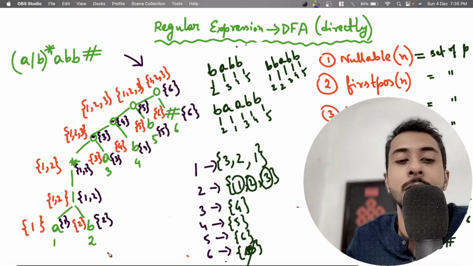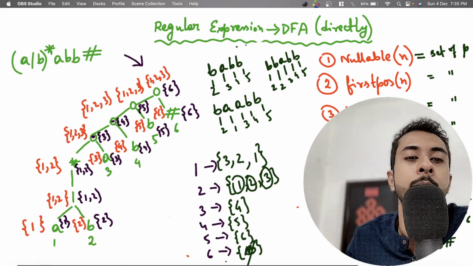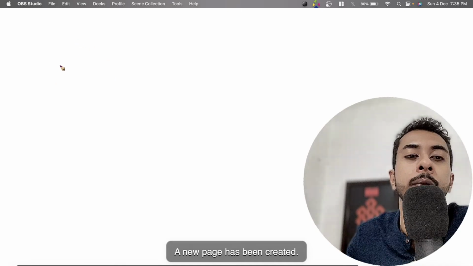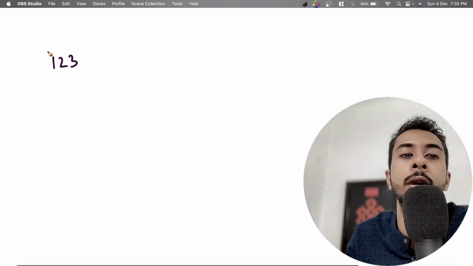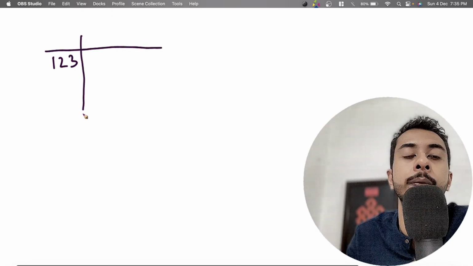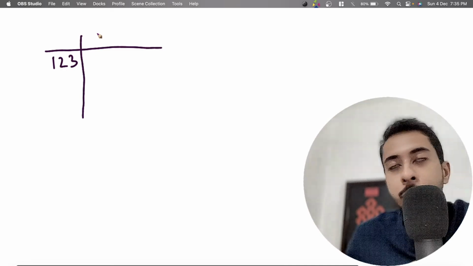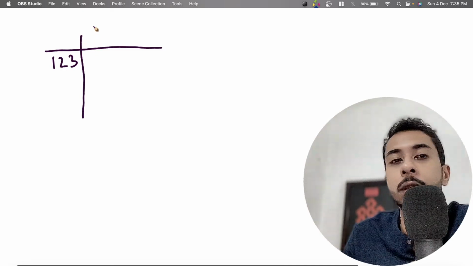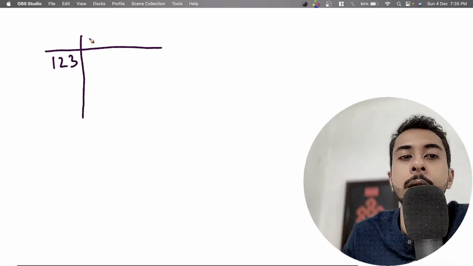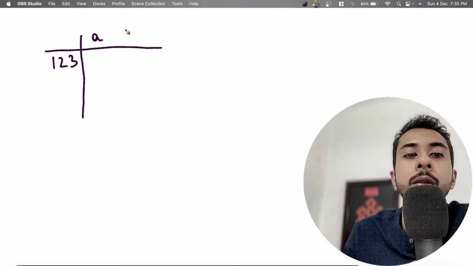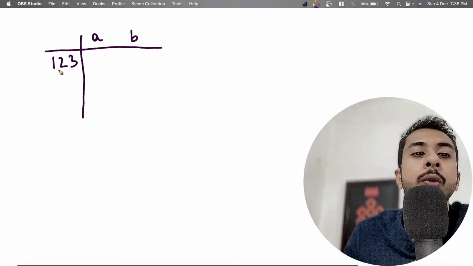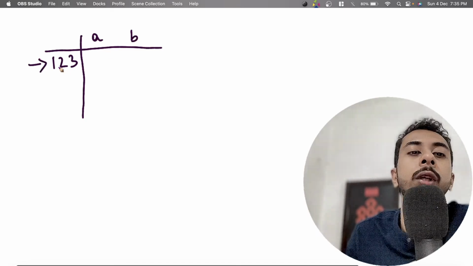I'll take a new page. So this 1 2 3 is the start state. We are now starting to draw the transition table of the DFA. If you draw the transition table, then you can convert it to the DFA state diagram. So what are the symbols possible? A and B. So 1 2 3 is the start state.